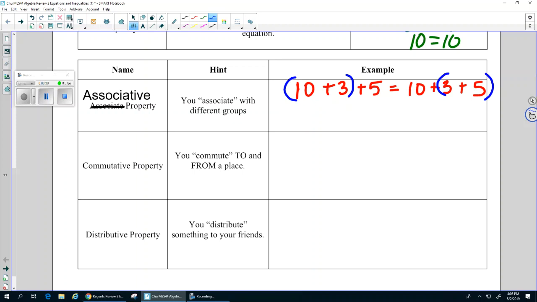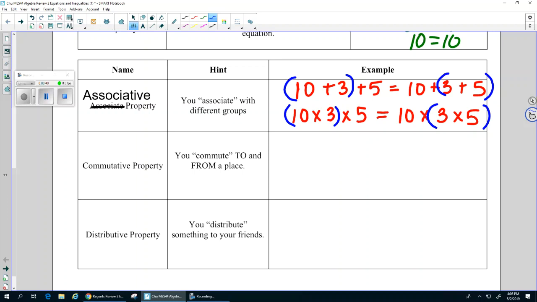The associative property uses parentheses. This can also be used with multiplication. So 10 times 3 times 5 is the same as 10 times 3 times 5, depending on where I put my parentheses, depending on where the 3 associates with.